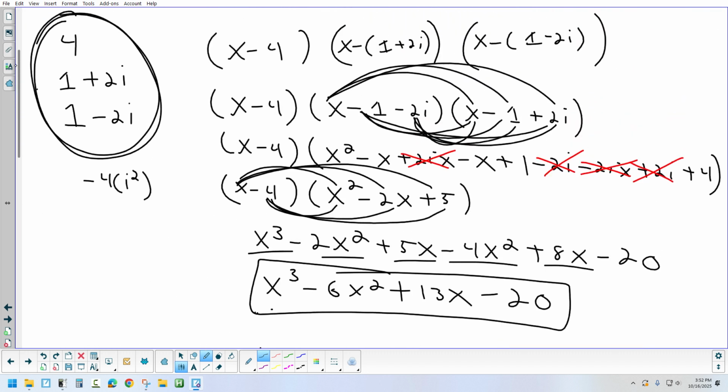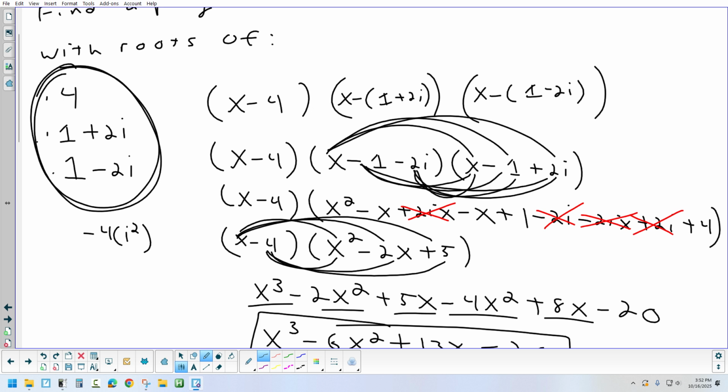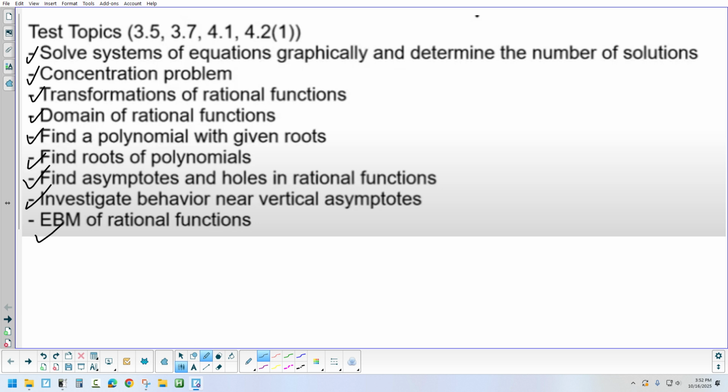And if we go back up, that's exactly what we studied. So we did a full circle with that. Started with the roots, found the polynomial, took the polynomial, changed it back to the roots. That covers that as well.